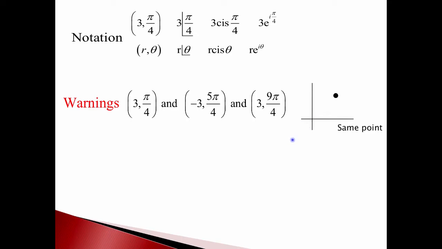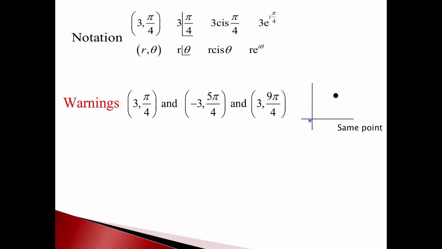But so does negative 3 comma 5 pi over 4, because 5 pi over 4 is actually pointing in this direction. It's 45 degrees, pi over 4, but in the third quadrant. It's exactly the opposite direction. But we say negative 3 is our distance, which means we fly backwards while pointing in the pi over 4 direction. So if I'm facing the pi over 4 direction and I fly backwards, I end up at, well, 3 comma pi over 4.